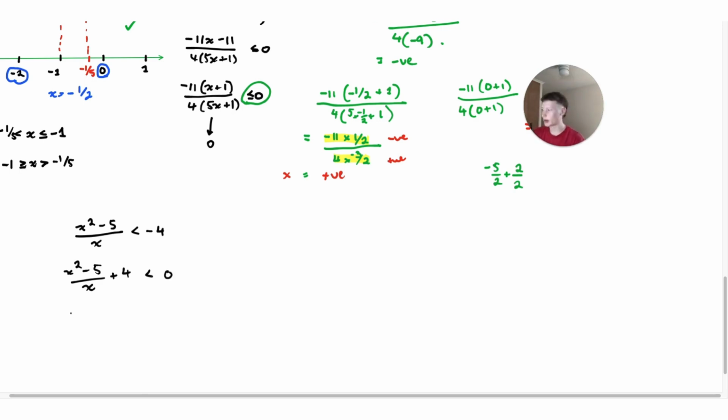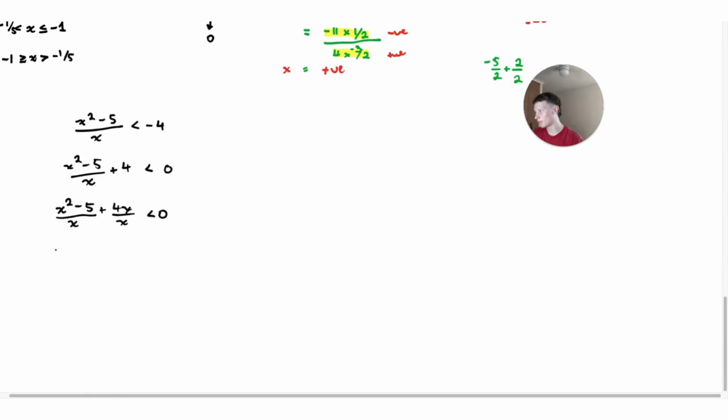Again, common denominator. So x squared plus 5 on x plus 4x on x less than 0. Let's combine that. So x squared plus 5 plus 4x over x less than 0. We've actually got a quadratic here. So we need two numbers that will multiply to give us negative 5 and add to give us positive 4. That's going to be negative 1 and positive 5.